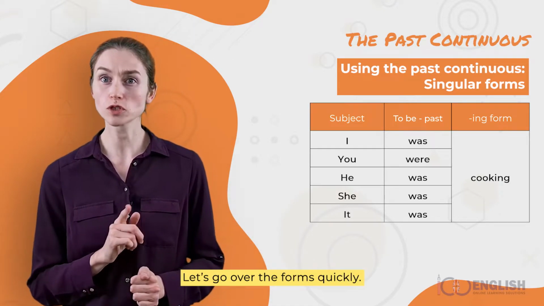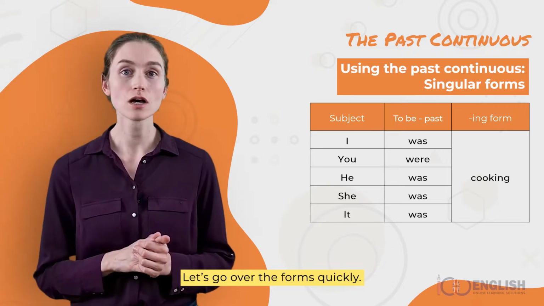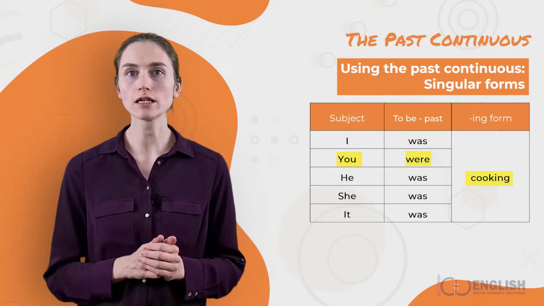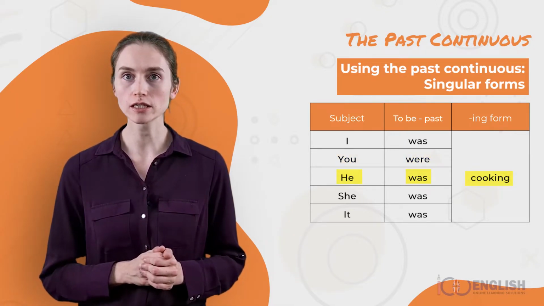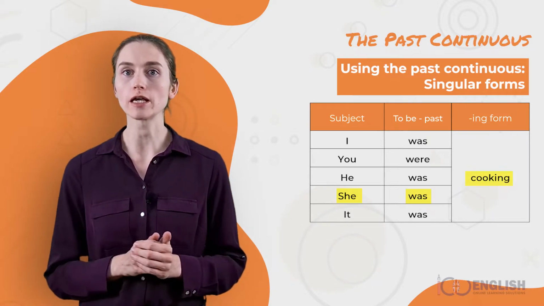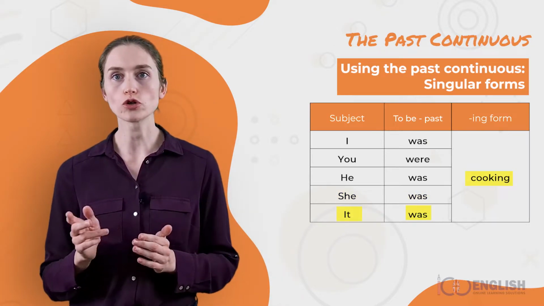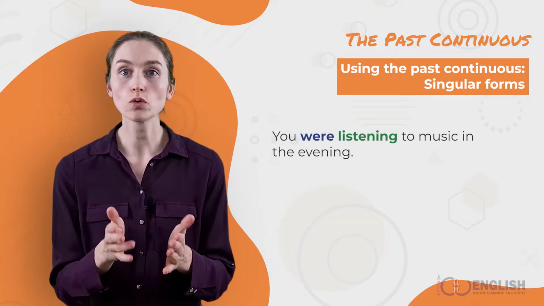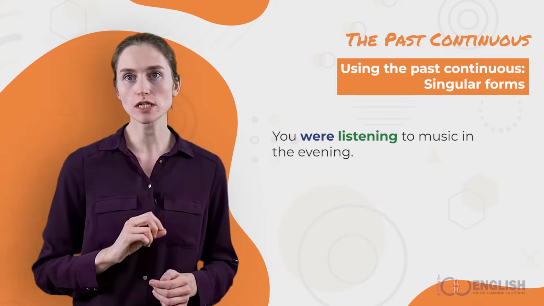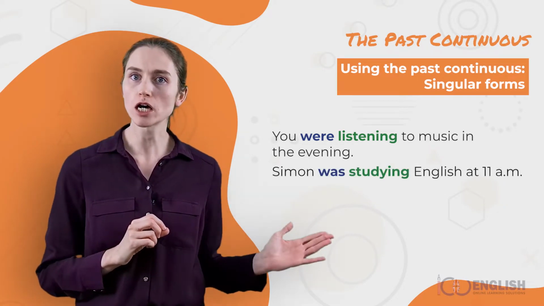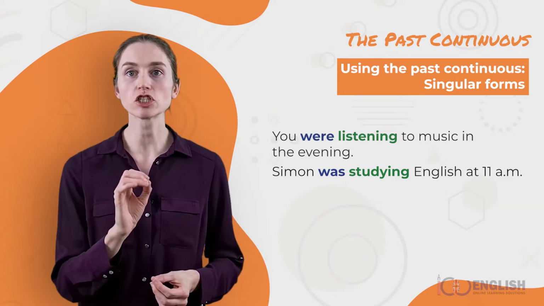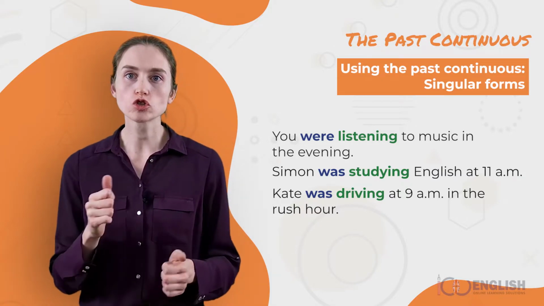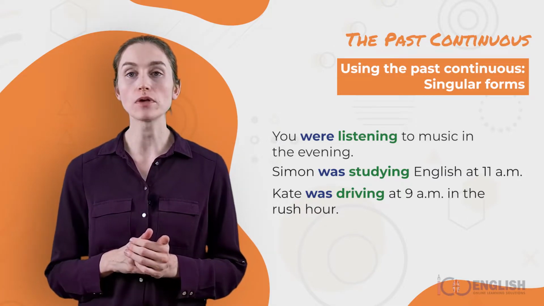Let's go over the forms quickly. I was cooking. You were cooking. He was cooking. She was cooking. It was cooking. Let's look at some examples. You were listening to music in the evening. Simon was studying English at 11 a.m. Kate was driving at 9 a.m. in the rush hour.